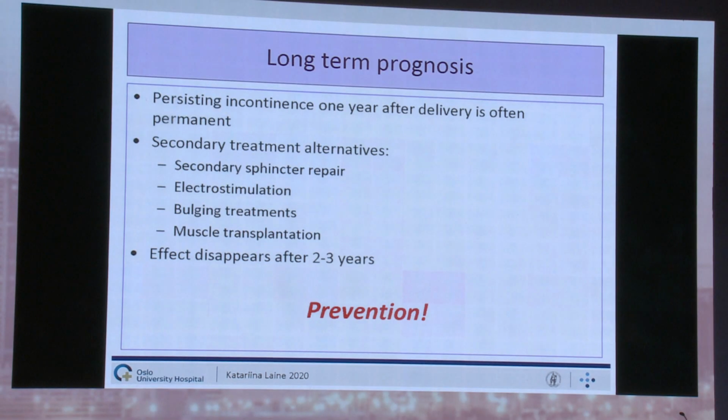The secondary treatment alternatives are many: secondary sphincter repair, electrostimulation, bulking treatments, muscle transplantation. Many of these treatments have a short effect, reducing the anal incontinence, but most of them have a disappearing effect after 2 to 3 years. So the best is the prevention to avoid the OASIS incidents.